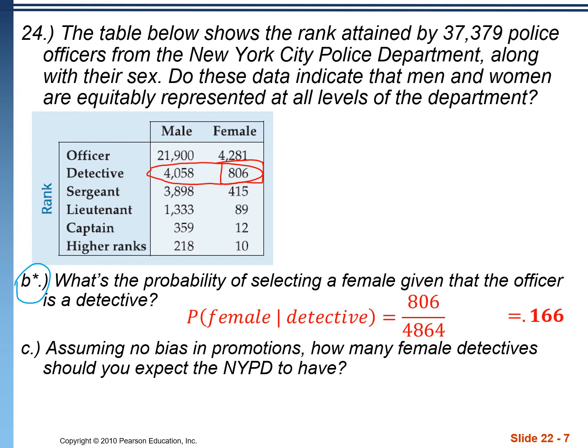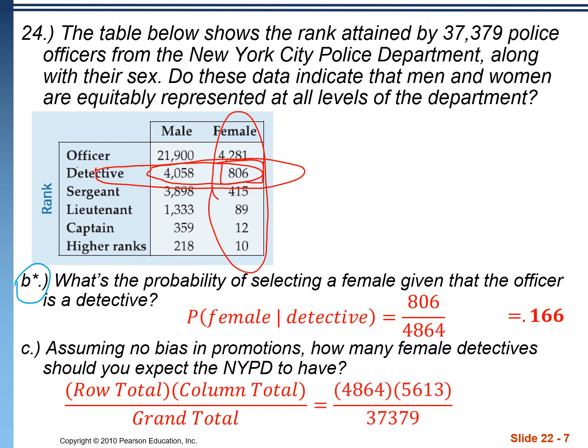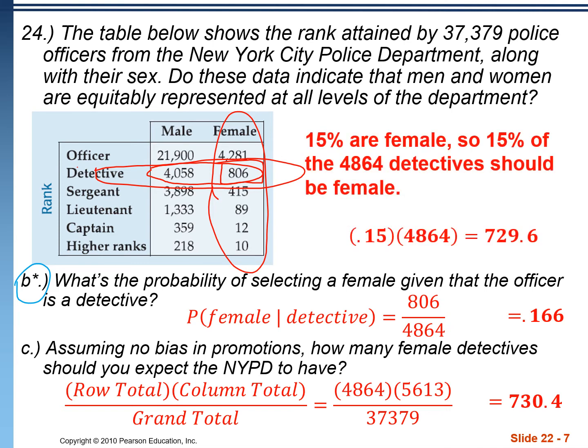Part C, assuming no bias in promotions, how many female detectives would we expect to have? So this is really just an expected value. We would do the row total. Okay, row total is the total of this row here, 4864, times the column total, that was 5613, divided by the grand total, we would expect to get 730.4. Another way we can look at it, on the last slide, we found that 15% of all officers are female. So if these are independent, if there's no bias, we would expect 15% of the detectives to be female. That would give us right around that same 730.